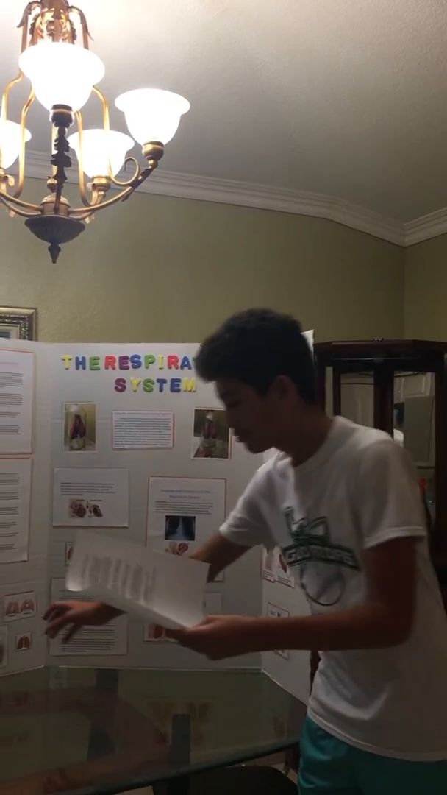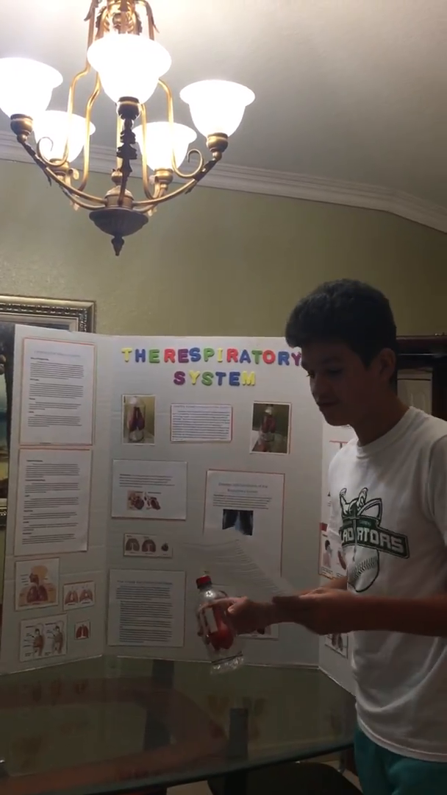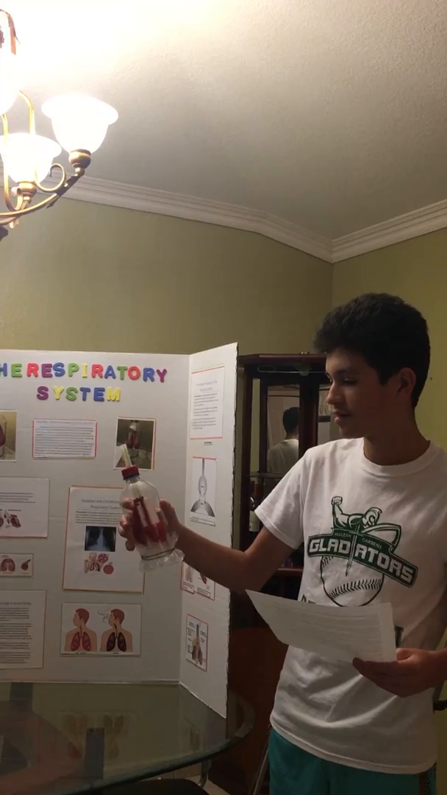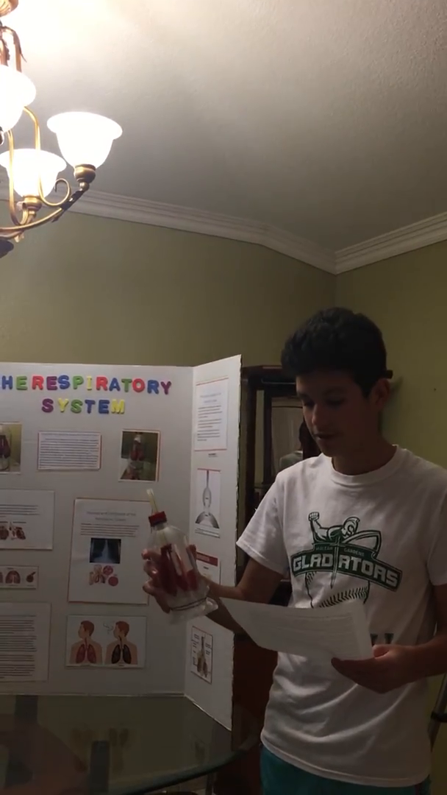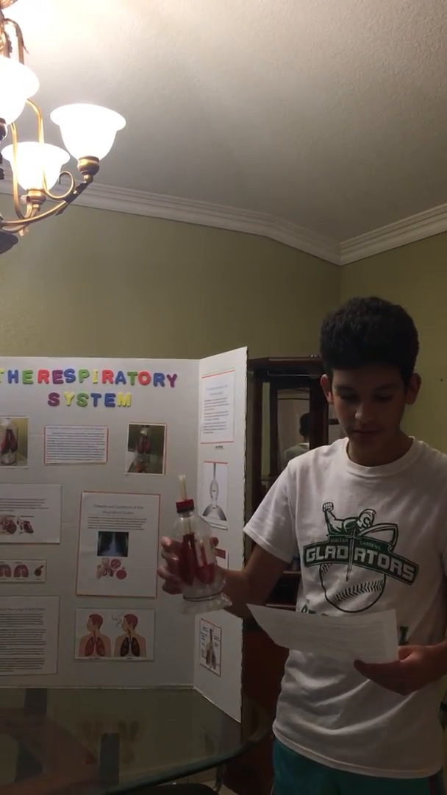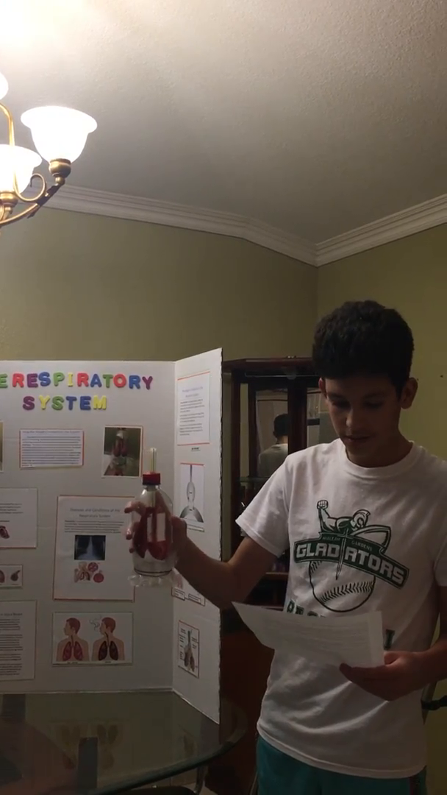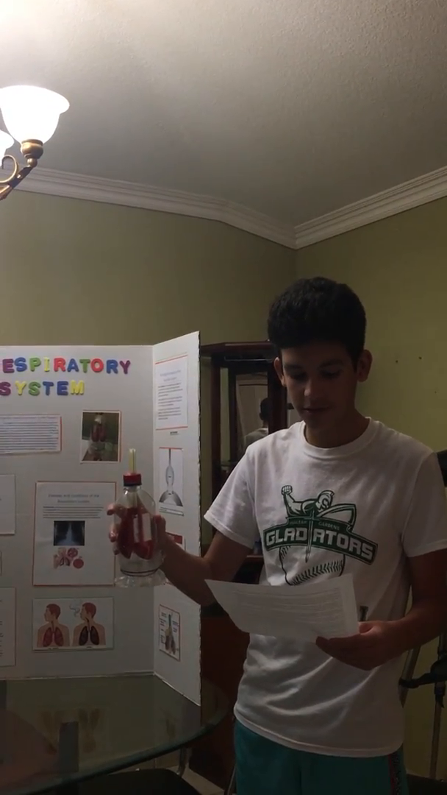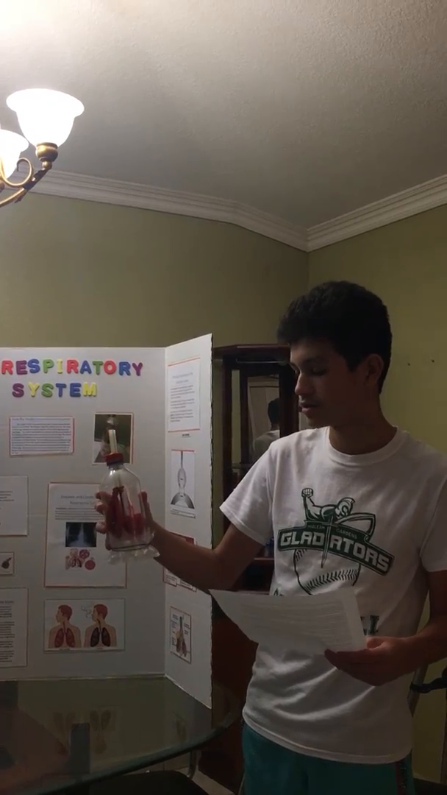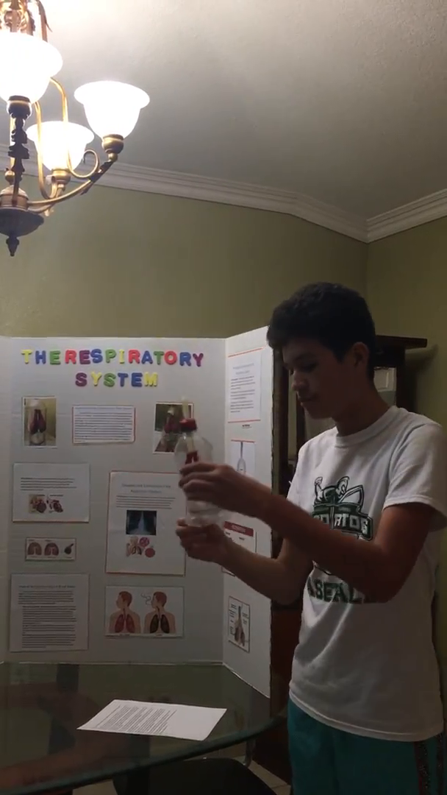First and foremost, let's begin with our model. It's a simple representation of the process of breathing. The balloons inside the bottle represent the lungs, and the bag wrapped around the bottom represents the diaphragm. The straws represent the trachea, and the oxygen coming and carbon dioxide going to and from the lungs. As you can see here, it represents breathing.